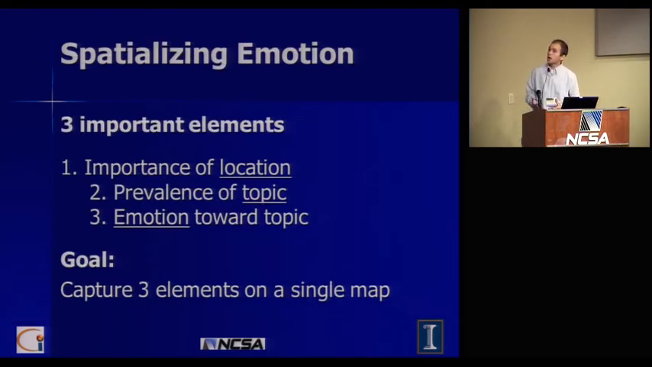After speaking with Kalev and working through this problem, we identified three important elements. One, and the most important, is the importance of location. So location really matters in this. The second is the prevalence of the topic at that particular location. Now this is nested, right? Because location and space are important everywhere. So what's the prevalence of the topic at that location? Does it matter? Does it not matter? And then, of course, you have the emotion toward the topic. What's the tone? So we're trying to capture all three elements in a single map, and this is what this method is trying to do.